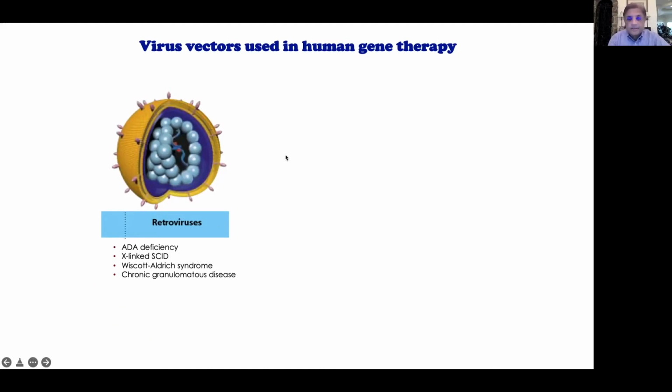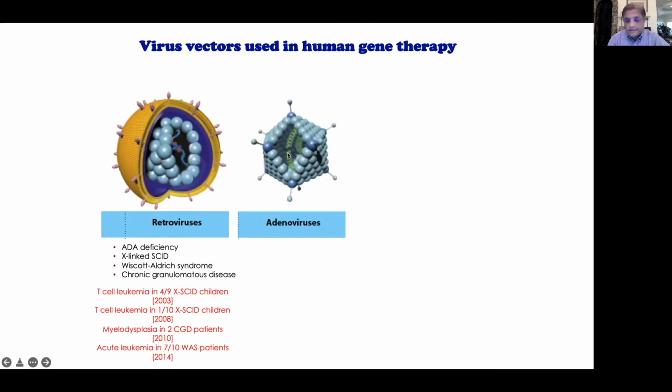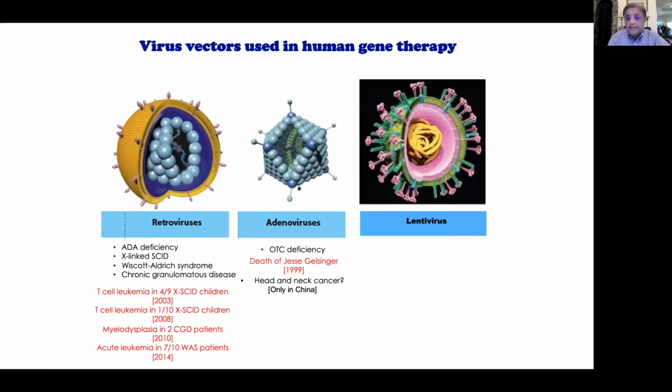Next came obviously the adenovirus. And again, as I showed before, in the ornithine transcarbamylase deficiency trial, the death of Jesse Gelsinger also resulted in the death of adenoviral vectors for all intents and purposes. Although head and neck cancer efficacy was reported, but only in China, it was not reproduced in the US or anywhere else. Lentiviral vectors showed promise, obviously, for the longest time for a number of diseases.